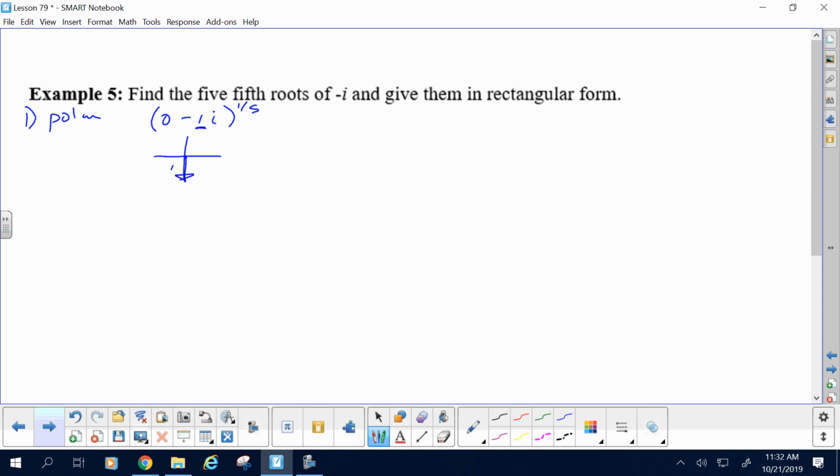And how many units down? 1. So in polar form, this is blank cosine i sine blank. What's the magnitude? How far out do I go? 1 unit. And what's the angle? 270. Okay. Got it in polar. Now let's go and get our first solution. Right? So the number out front, 1 to the 1/5 is 1. And the angle is 270 divided by 5, or times 1/5 if you like. What's 1/5 of 270?